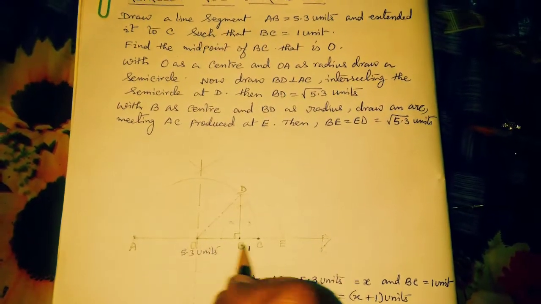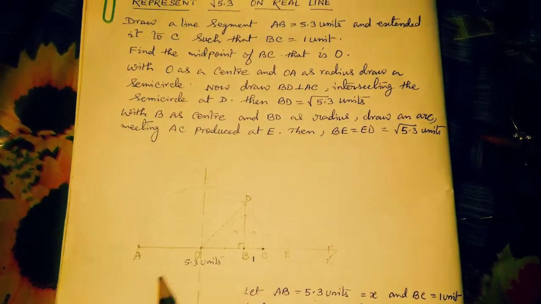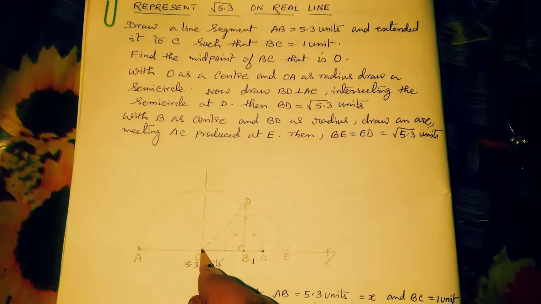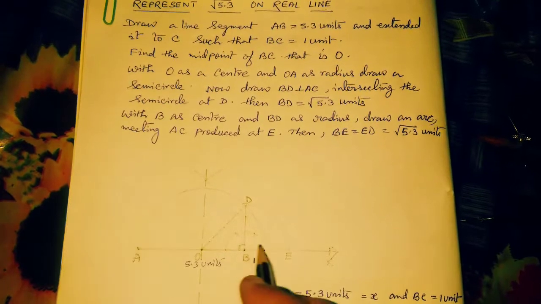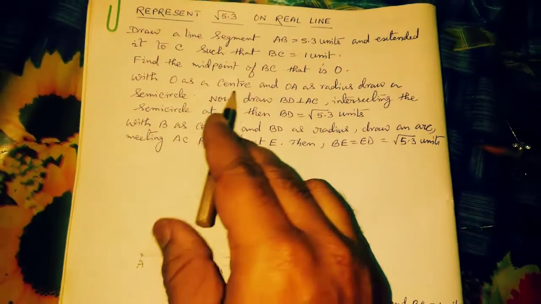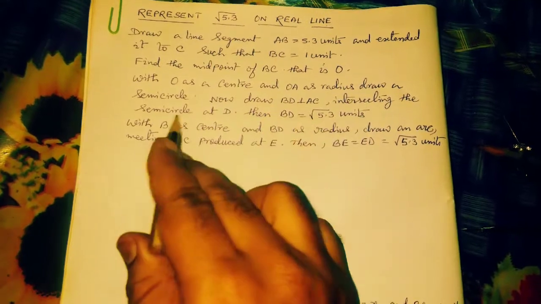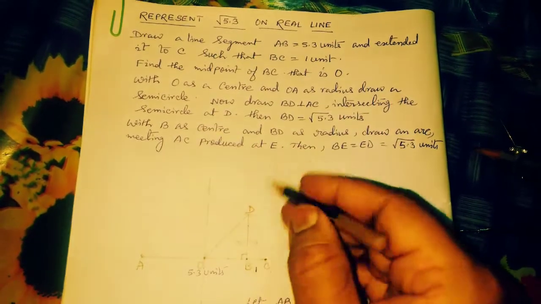So if O is the midpoint of AC, we assume O as a center and draw a semicircle which touches A and C. That is only given over here. O as a center and OC as a radius, draw a semicircle. Now draw BD perpendicular to AC.